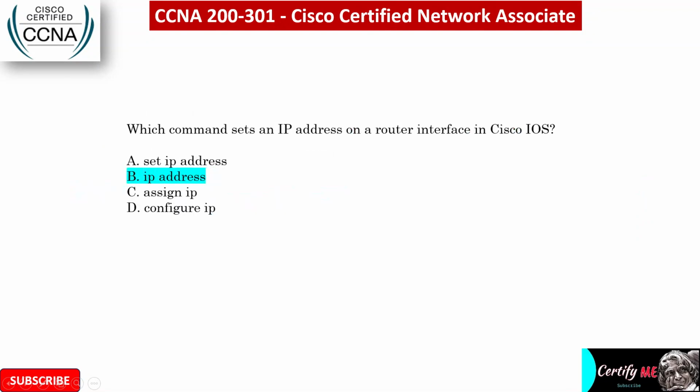Next question. Which command sets an IP address on a router interface in Cisco IOS? Option A. set ip address. Option B. ip address. Option C. assign ip. Option D. configure ip. Option B, ip address, is the correct answer. Next question.